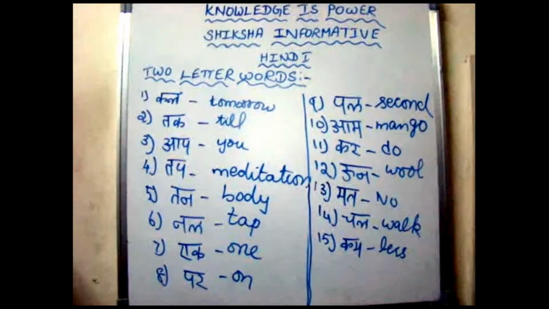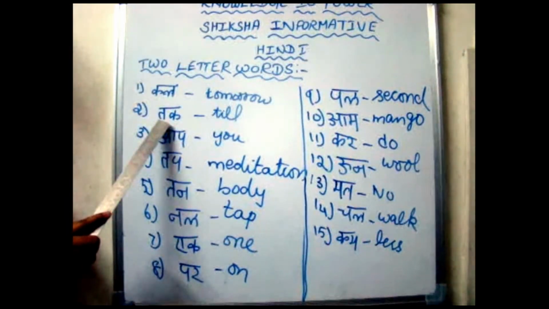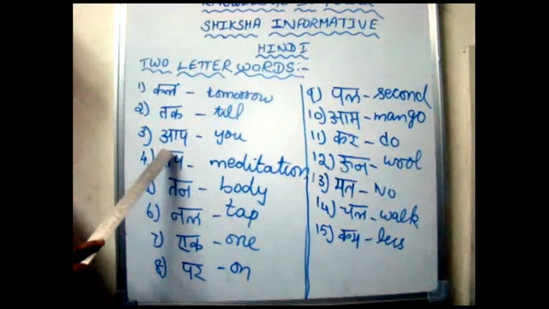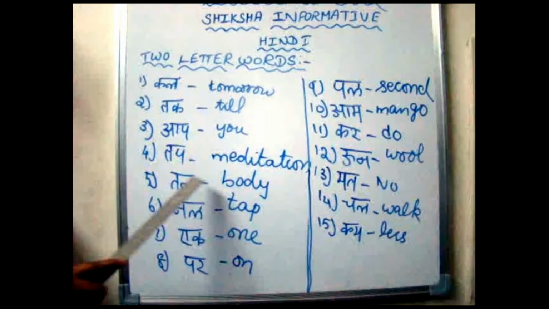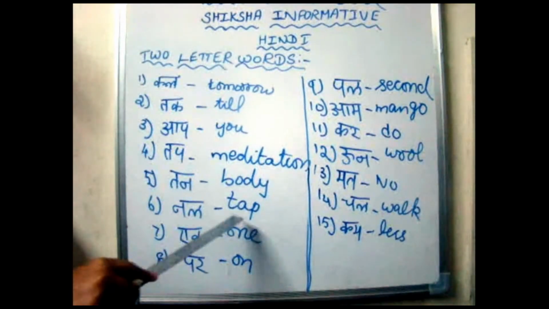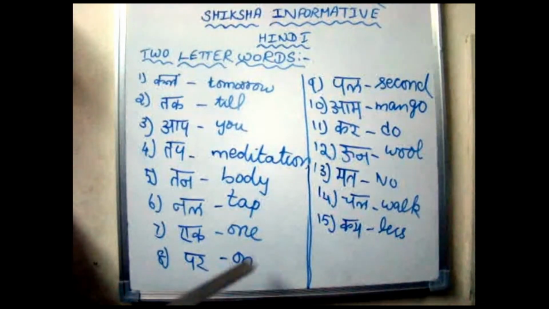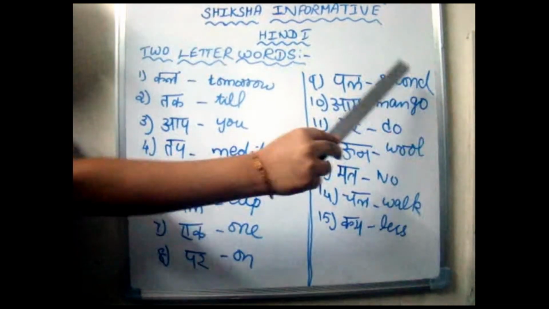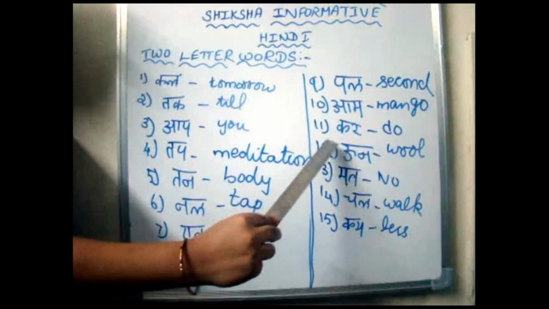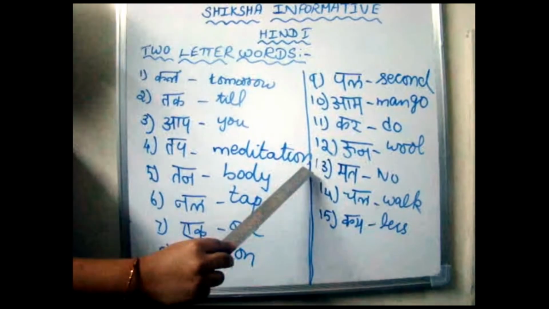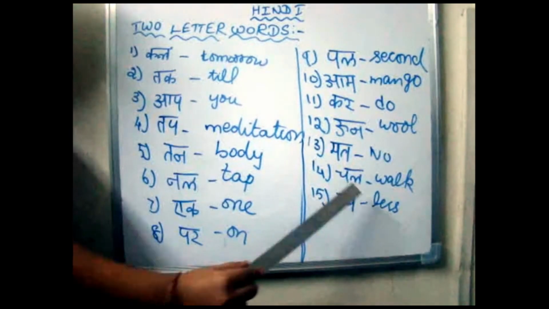Now we will repeat all the words once again. Kal. Tomorrow. Tak. Till. Up. You. Tap. Meditation. Tan. Body. Null. Tap. Ek. One. Per. On. Pal. Second. Arm. Mango. Kar. Do. Oon. Wool. Mat. No. Chal. Walk. Come. Less.